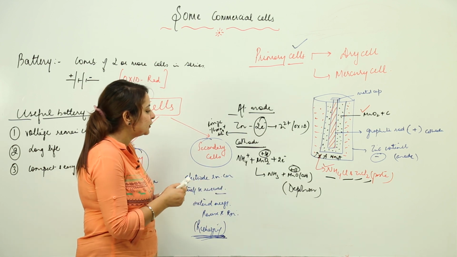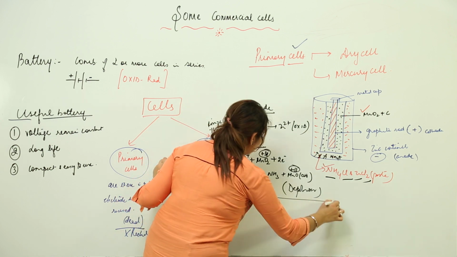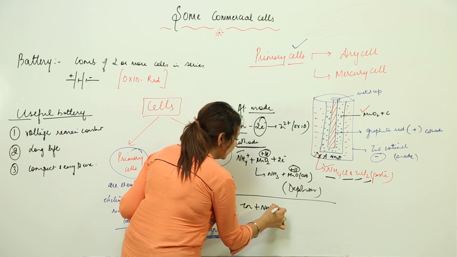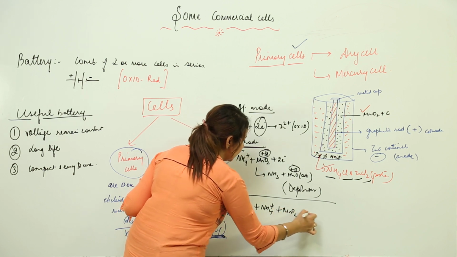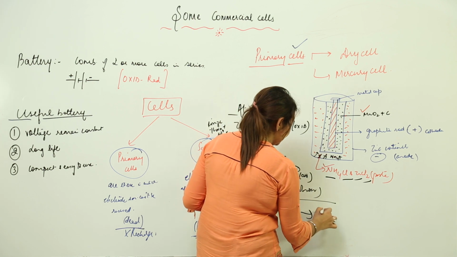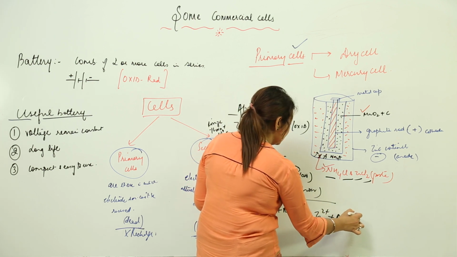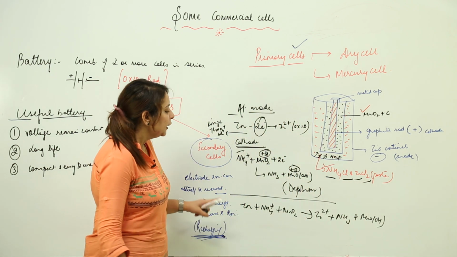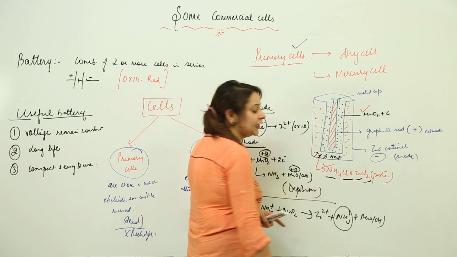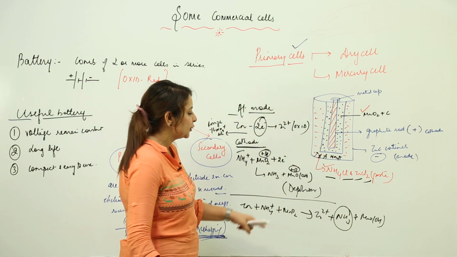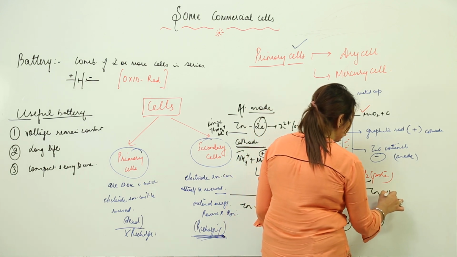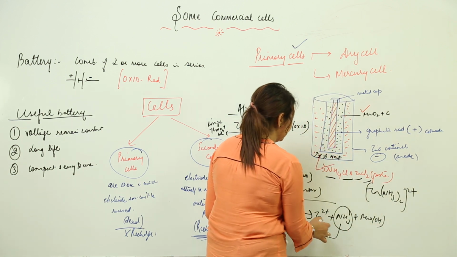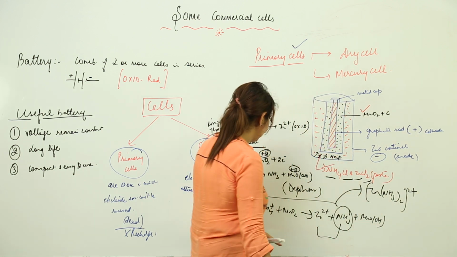Now we will look at the overall reaction. Zinc plus NH4+ plus MnO2 gives rise to Zn2+ plus ammonia plus MnOOH. This is the overall reaction. You know that the ammonia which is evolved here is not actually a gas. It occurs in combination with zinc, forming a compound like this, a kind of complex.